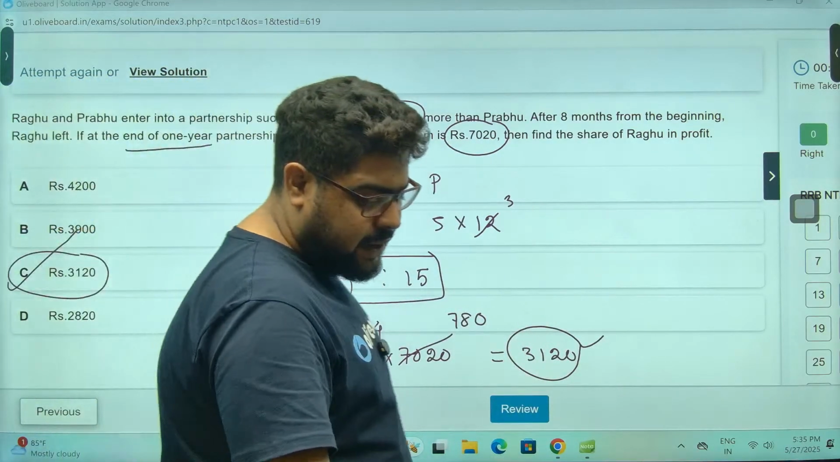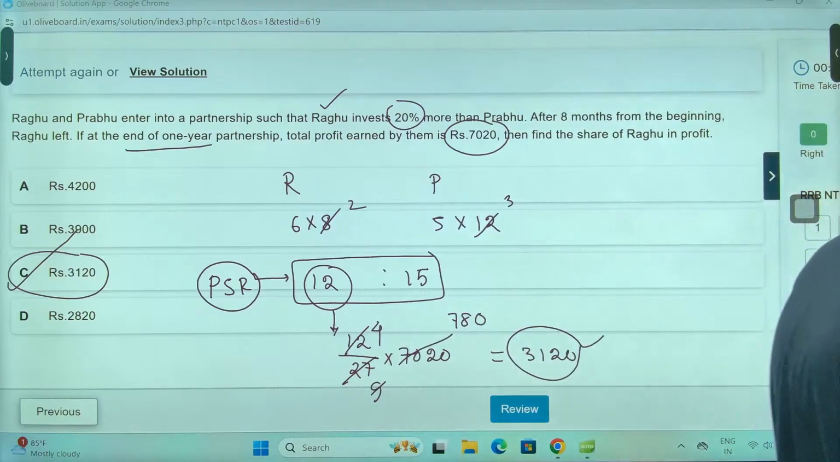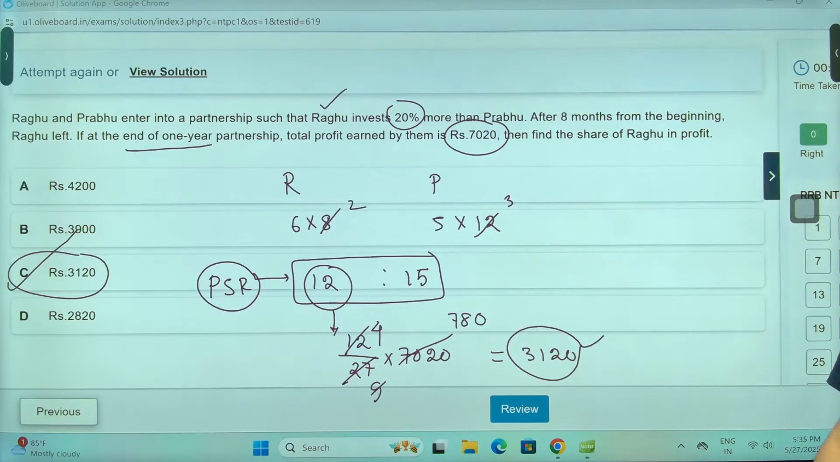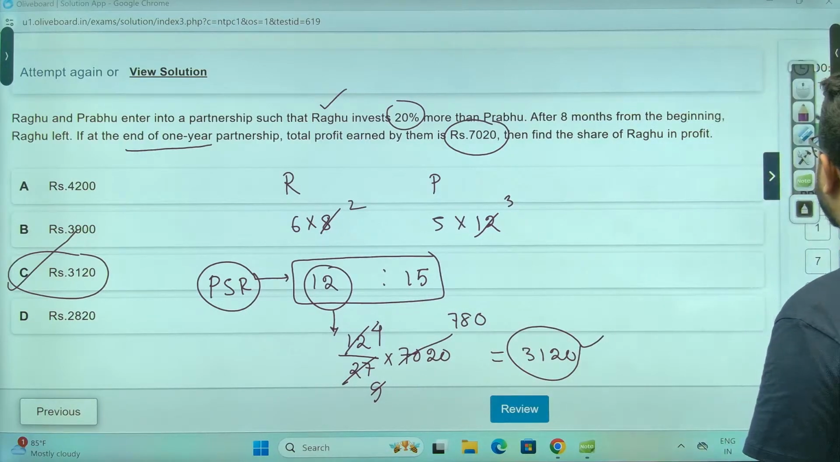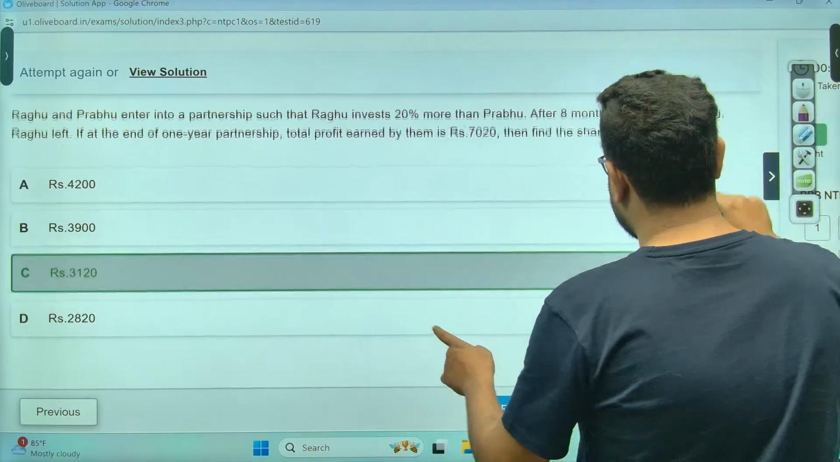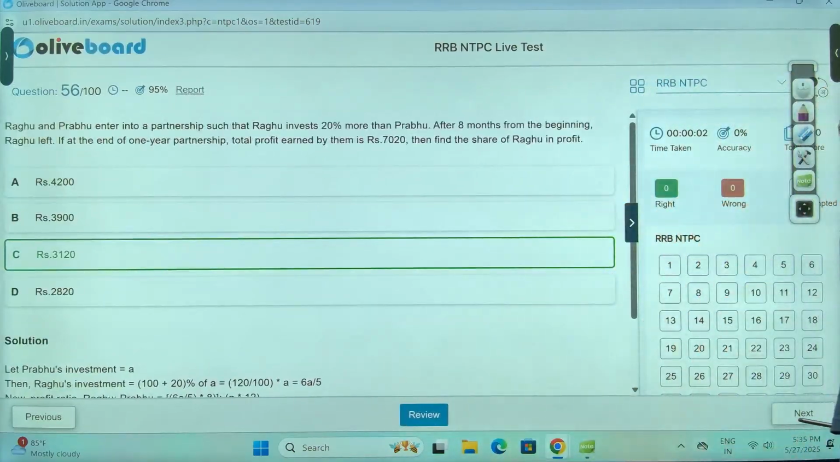Option C, 3120, is the correct answer, sir. It is your correct answer. Very, very simple, sir. Correct, sir.